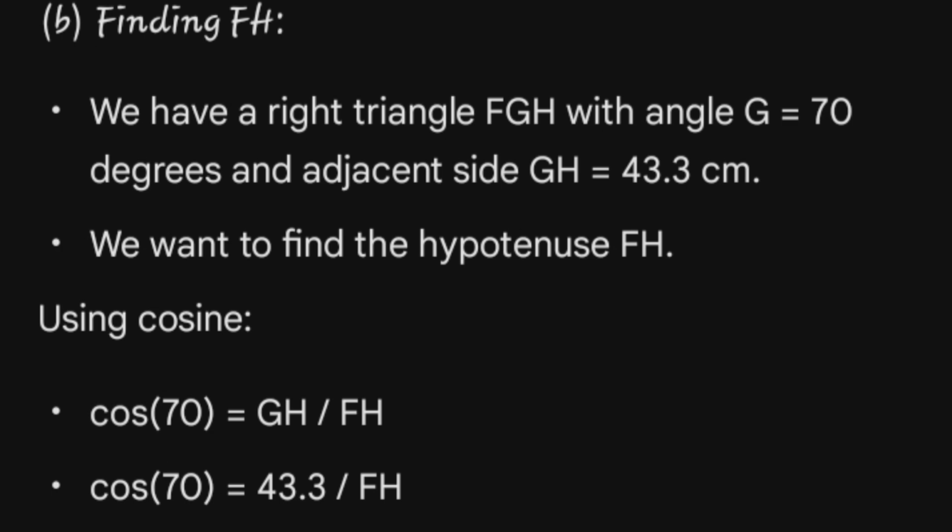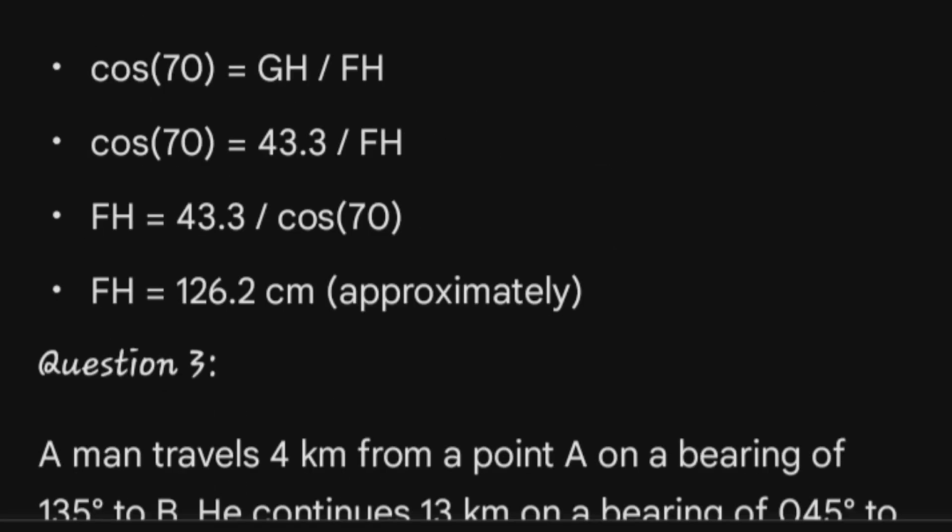B. Finding FH. We have a right triangle FGH with angle G equals 70 degrees and adjacent side GH equals 43.3 centimeters. We want to find the hypotenuse FH. Using cosine, cos 70 equals GH over FH. Cos 70 equals 43.3 over FH. FH equals 43.3 over cos 70. FH equals 126.2 centimeters, approximately.